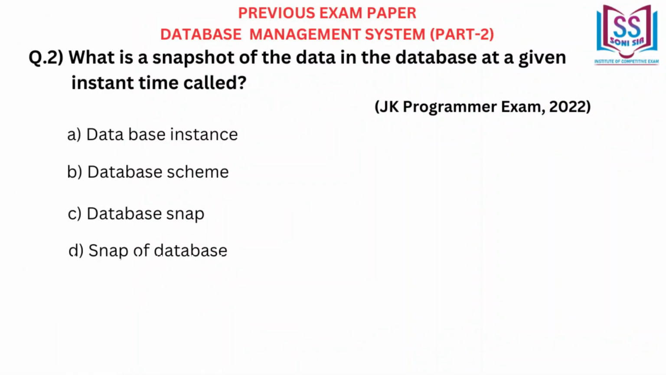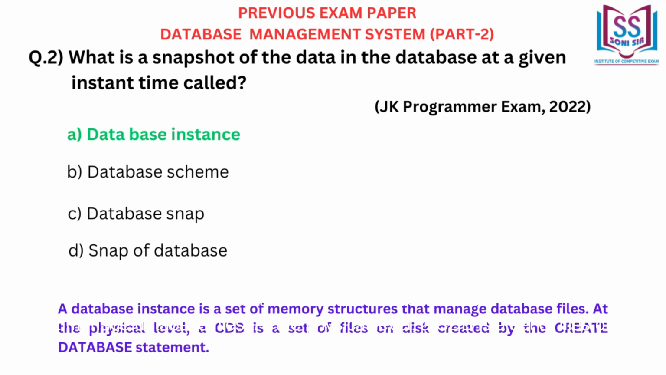What is a snapshot of the data in the database at a given instant of time called? A. Database instance, B. Database schema, C. Database snap, D. Snap of database. Correct answer A. Database instance. A database instance is a set of memory structures that manage database files. At the physical level, a database is a set of files on disk created by the create database statement.